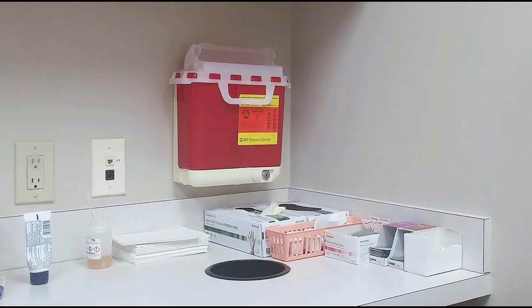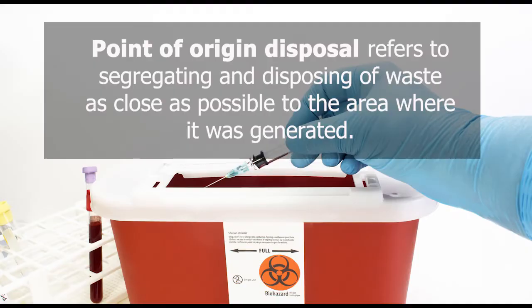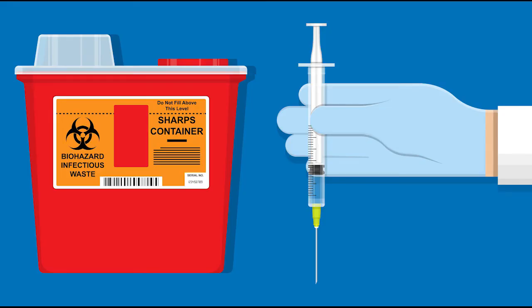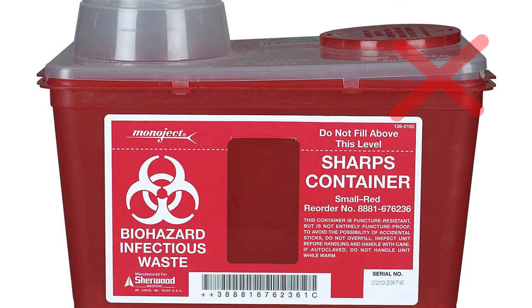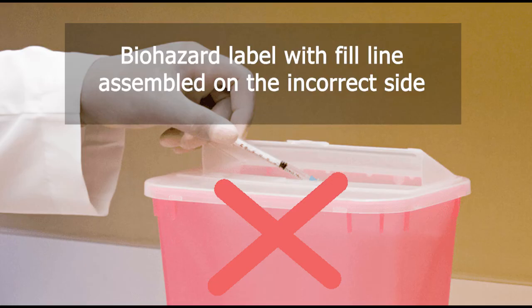Regardless of its category, medical waste should be segregated and disposed of as close as feasible to the area where this waste was generated. This is referred to as point of origin disposal. Sharps should be placed immediately into a puncture-resistant, leak-proof container. Make sure the lid is securely fastened and the opening and the biohazard label and fill line are clearly visible and orientated in the same direction.